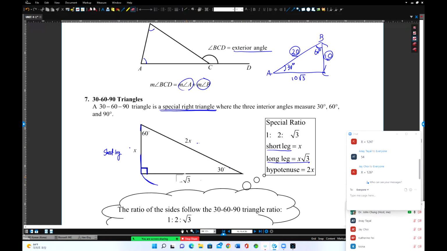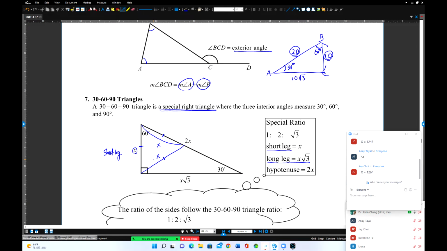Why is this here? There's no proof given. Why can we prove this one? I'm going to divide this right triangle into two. One is an equilateral triangle. Equilateral triangle: this one, this one, this one. This is x, this is x, and also this is x. That is the equilateral triangle.